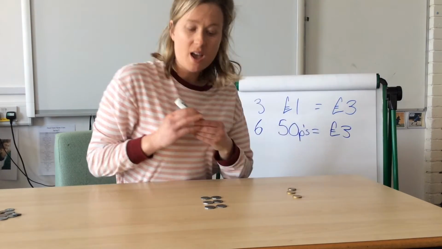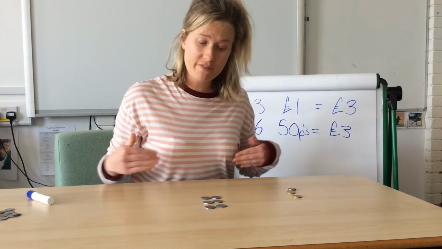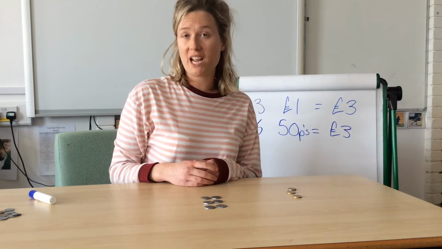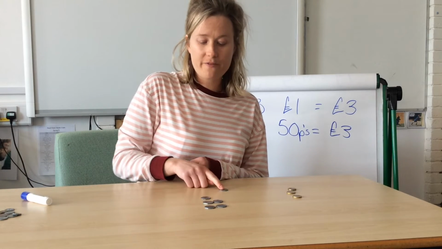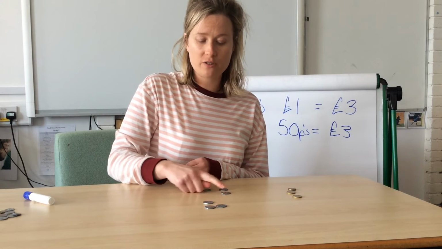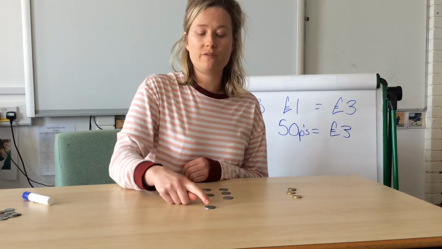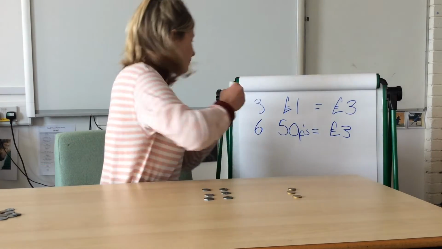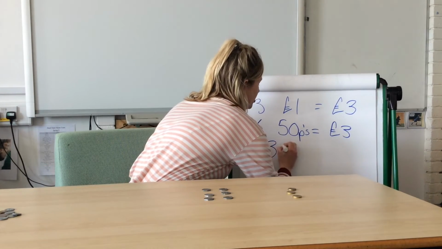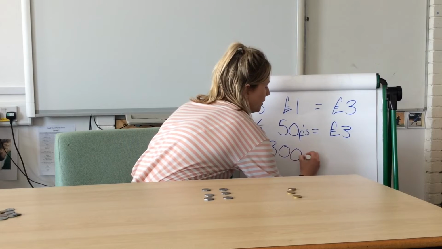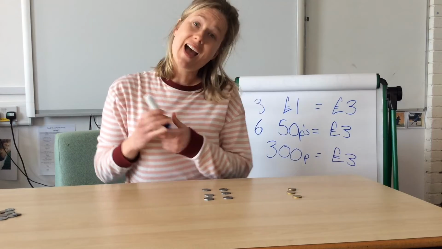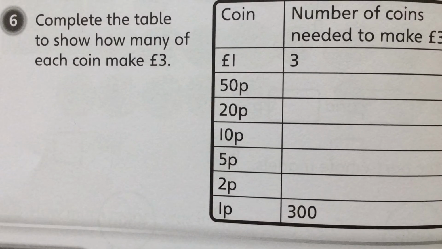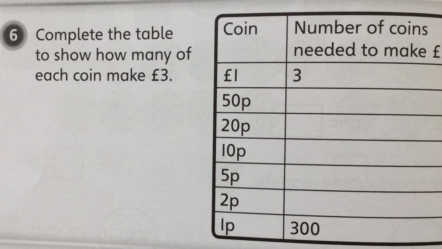£3. Another way you can do it is to count up in your 50s until you get to 300p, because £3 equals 300p. So we've got 50, 100, 150, 200, 250, 300. So 300p equals £3. Have a go at the next question. Pause the video here and have a go at the question.